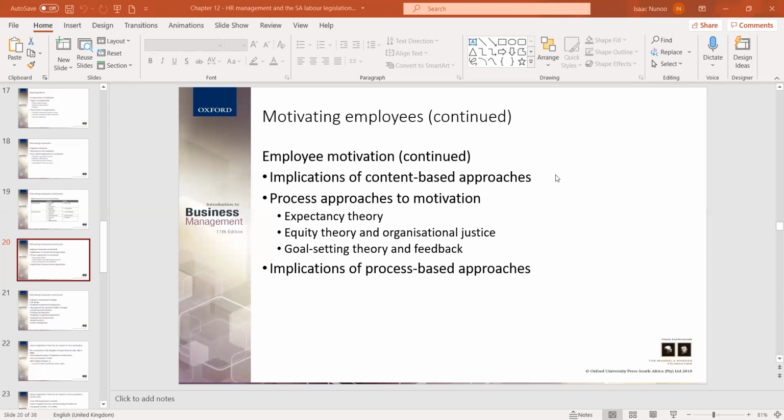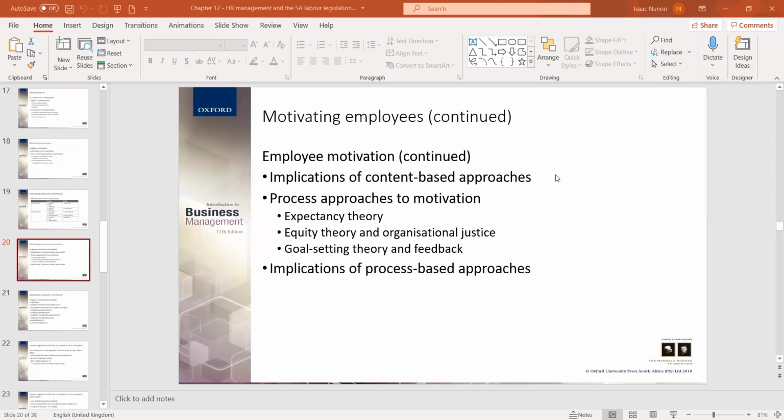The expectancy theory rests on four main assumptions. Behavior is a combination of forces controlled by the individual and the environment. People make decisions about their own behavior in an organization. Different people have different needs, goals and desires. And people have a tendency to act in a certain way.